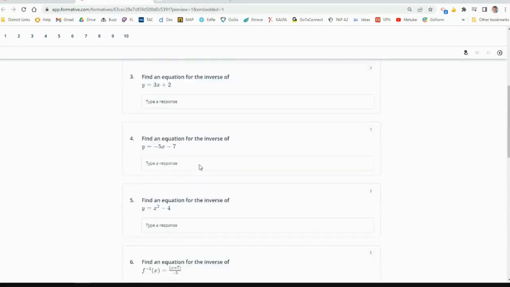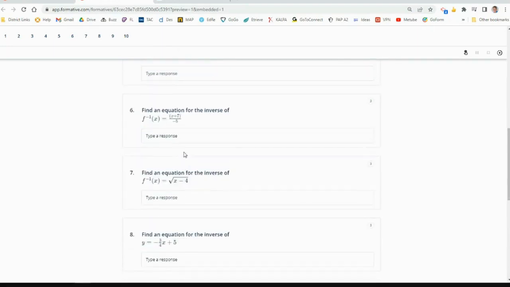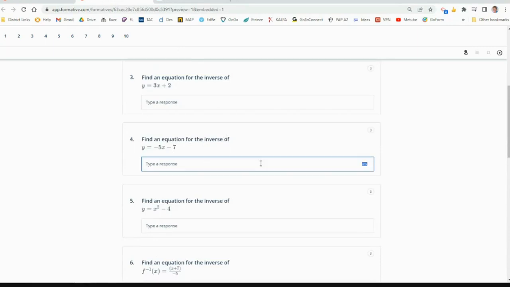But let's talk about these ones in the middle, because you've got 6 problems here that you have to find the inverse. So we've got to be able to find the inverse for this. So how do we do that? All right, well, let's turn it over and look.